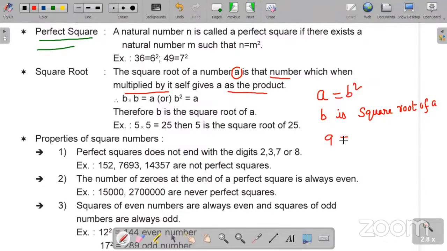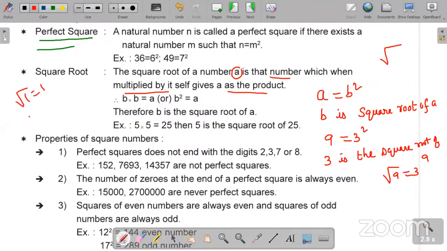Suppose I write one more thing. See, 9 is equal to 3 square. Now, this 3 is the square root of 9. The symbol for square root is this one. That means you can write like this: square root of 9 is equal to 3. Even square root of 1 is equal to 1. Square root of 4 is equal to 2. Square root of 16 is equal to 4. Tell me the square root of 49.